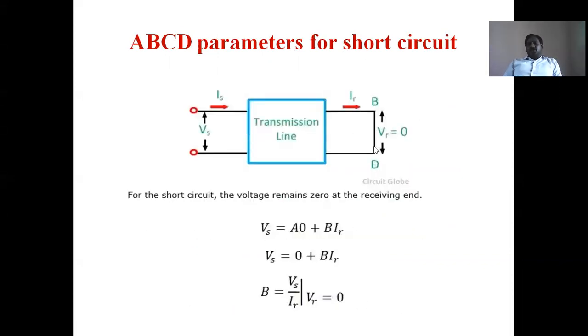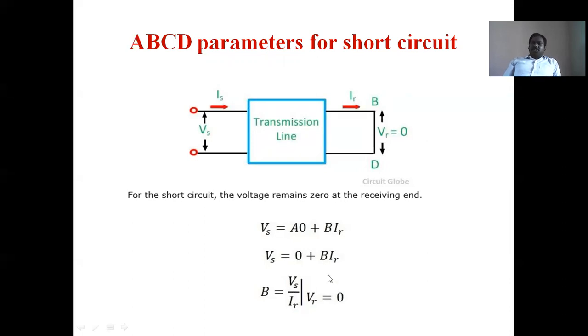That means the receiving end port, or output port, is short circuited. When the output port is short circuited, what happened? For short circuit, the voltage remains 0. That means when the load is short circuited, VR is equal to 0. Then Vs is equal to A into 0, as VR is equal to 0, so Vs is equal to B into IR. That means B is equal to Vs by IR when VR is equal to 0.